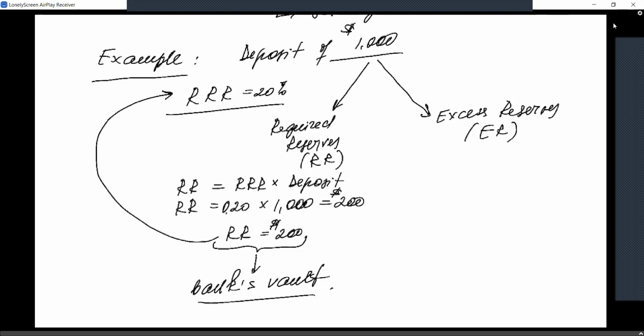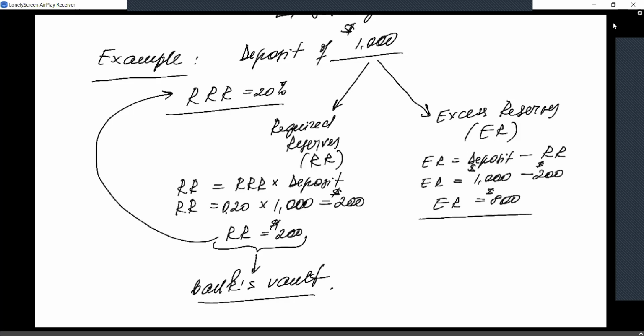But this is only a part of the deposit, right? It's only $200, but you brought 1,000. Everything on top of the required reserves is called excess reserves. So excess reserves are deposits minus the required reserves. So in our example, the $1,000 minus 200, and excess reserves are 800. Okay, excess reserves, the second part of the deposit.